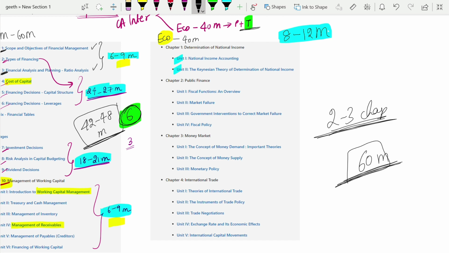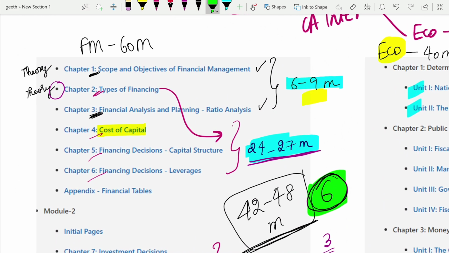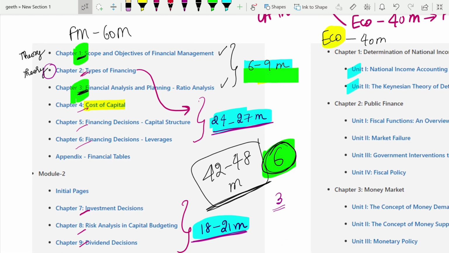Okay, so once all of this is over, at the end what you can do is take up your chapter number 1 and chapter number 3, which will come for 6 to 9 marks in the exam, and study that. This will be a third part which you will have to study. That means first you will study chapter number 7, 8 and 9. Next you will study chapter number 2, 4, 5, 6.